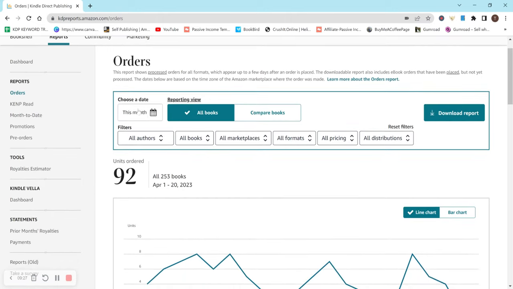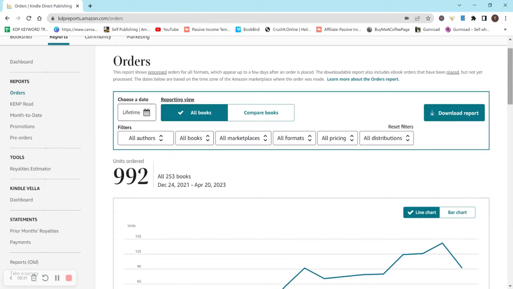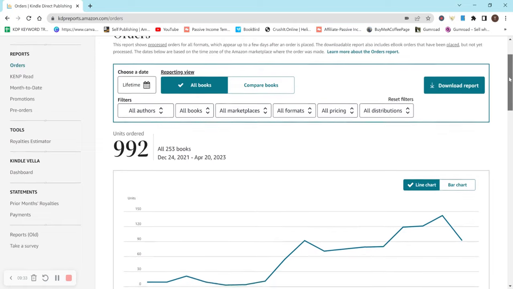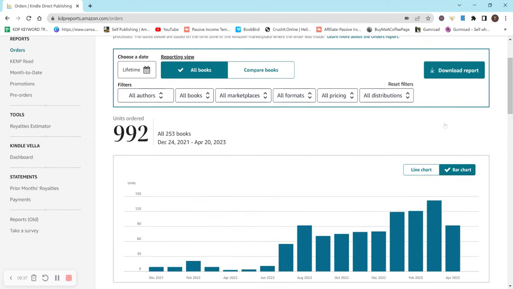So I'm just going to change this to lifetime so you can see my units ordered to kind of get an idea. Like I said, I have a wide range because in the beginning I wasn't making as high of a royalty, and some of those still sell now. So I've sold 992 units so far. So I'm almost at 1,000 units sold, which is a huge goal of mine. That would be so cool. But you can see how the units have gone up gradually, and they do reflect the pricing. It's about two times more.